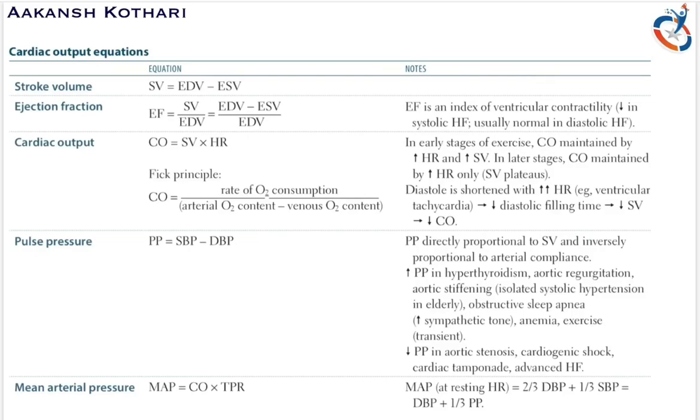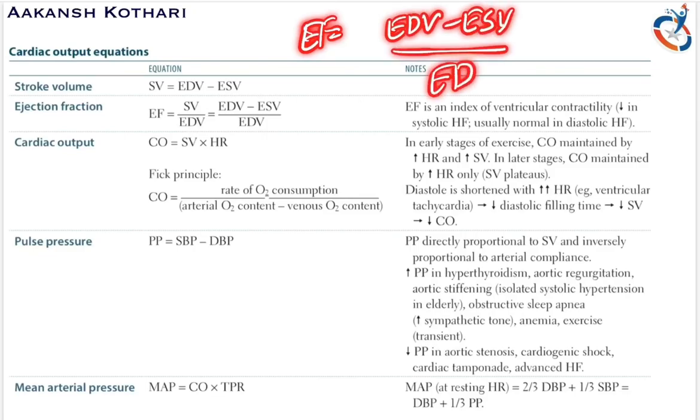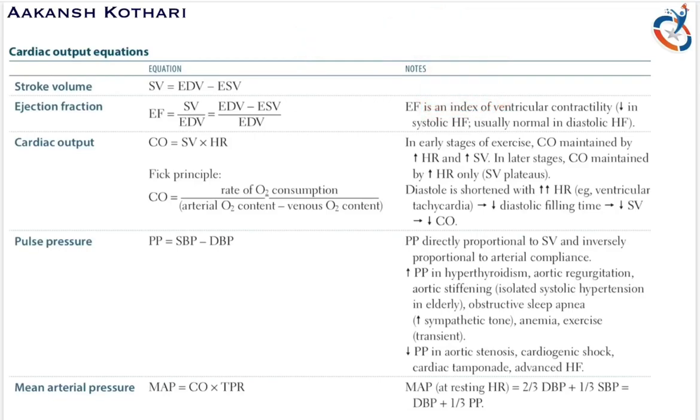Now let us talk about the second equation, that is ejection fraction. Ejection fraction is the ratio of stroke volume to the end diastolic volume, that is the amount of blood pushed upon the total amount of blood present in the heart. Is it clear? Since stroke volume is equal to end diastolic minus end systolic volume, we can write ejection fraction is equal to end diastolic volume minus end systolic volume upon end diastolic volume. Is it clear? Now it is usually around 55 to 60%.